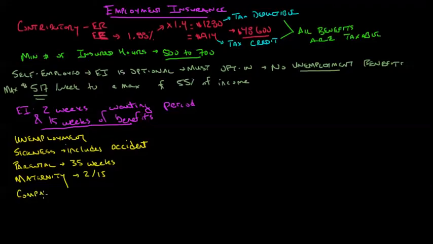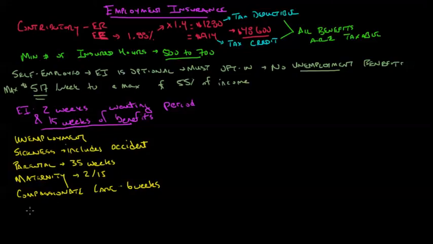And the final benefit that we have to be aware of is the compassionate care benefit. And it provides up to 6 weeks of benefits. It's actually pretty tough to claim. You have to have a loved one where a doctor says that person is expected to die within the next year.